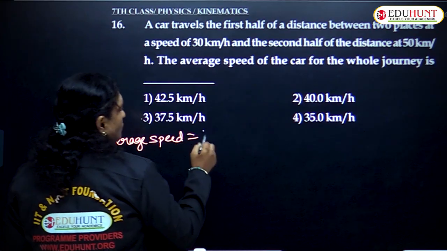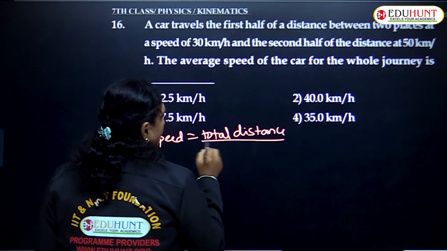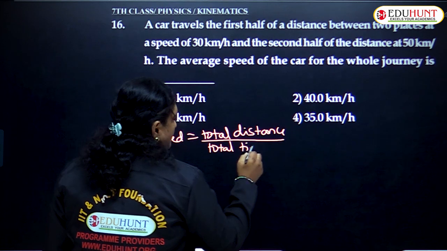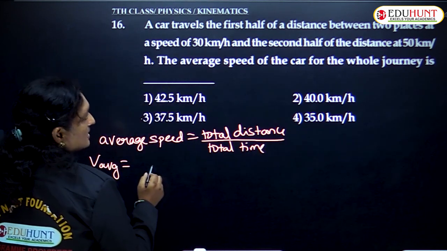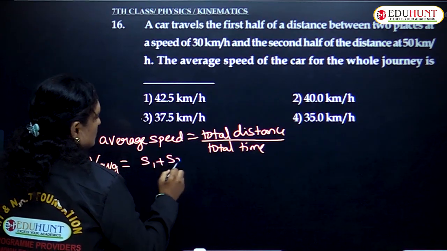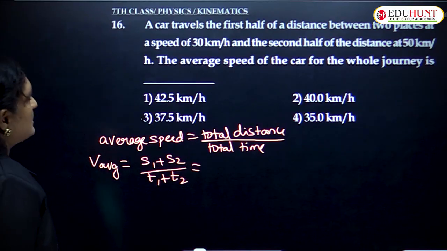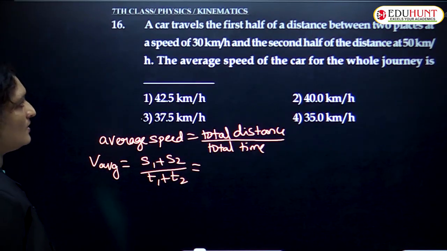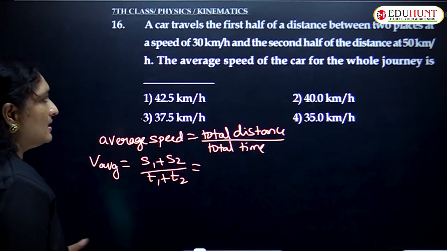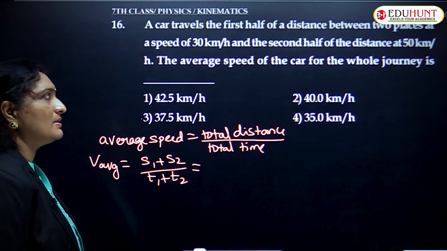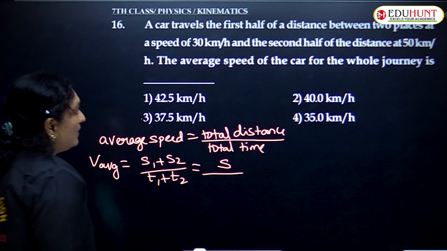is nothing but total distance by total time. Average speed, symbolically V average, is equal to, what is the total distance? See, S1 plus S2 by T1 plus T2. Half of the distance between two places at a speed of 30 and the second half. So instead of S1, it is given as S by 2. Instead of S2, it was given also as S by 2. S by 2 plus S by 2, the total distance, is S upon time.